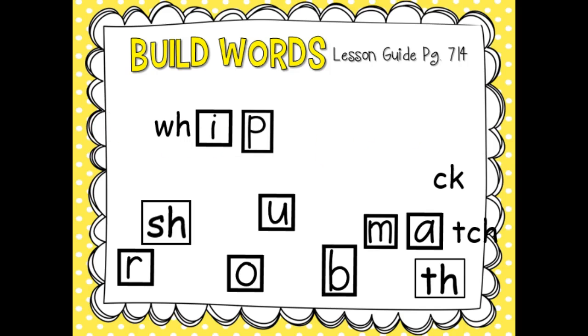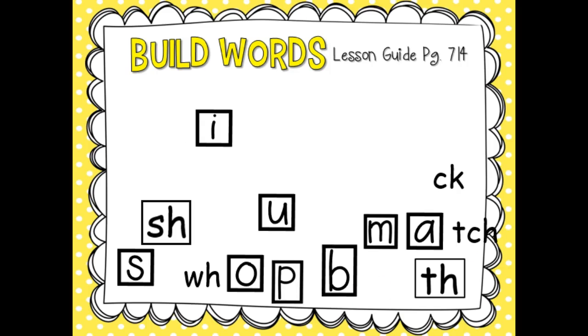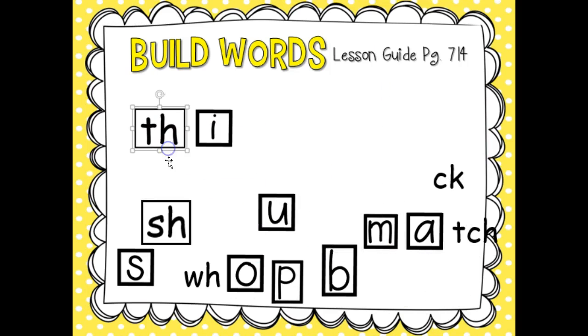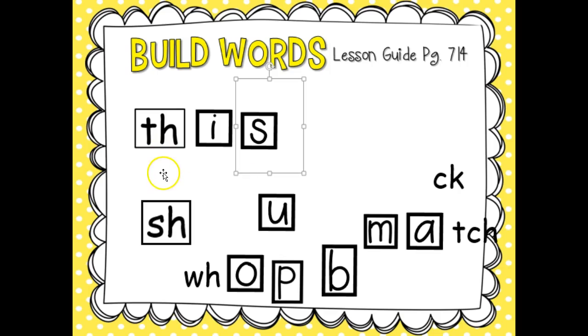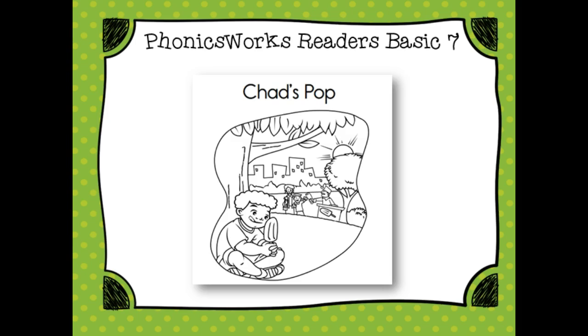Very good. Your very last word for today is the word this. Pause this lesson and sound out and spell the word this with your letter tiles. Let's finger stretch the word this. The first sound we hear is th. The TH makes the th sound. I makes the i sound. And the last sound is s, the letter S. Now let's look at our word. This. Great job.